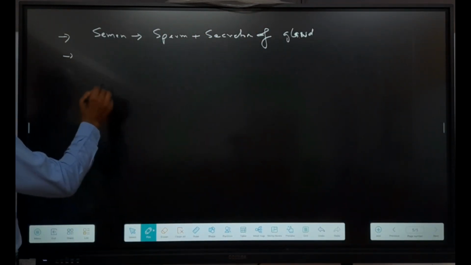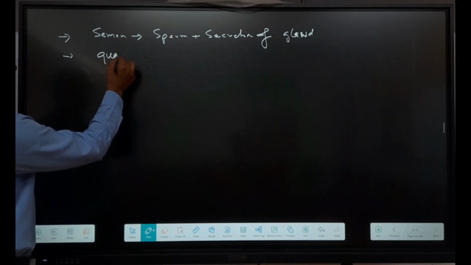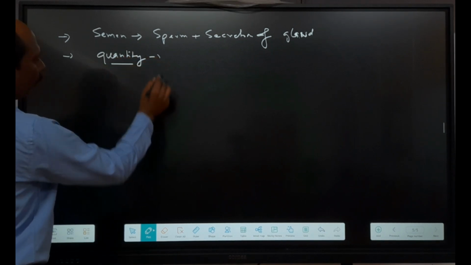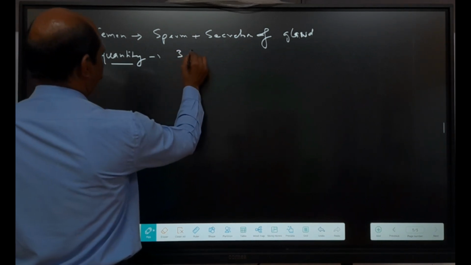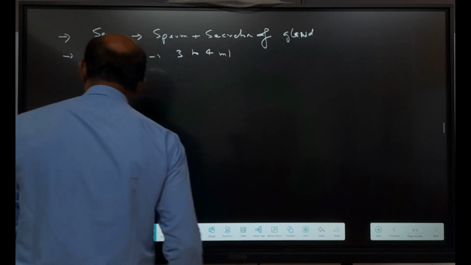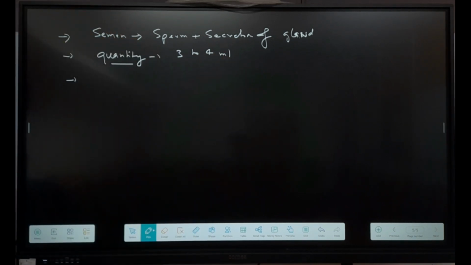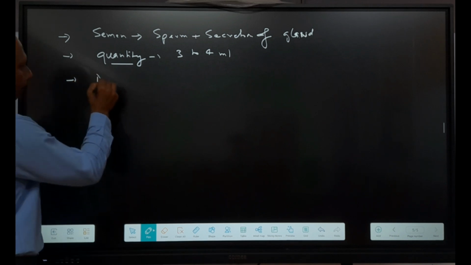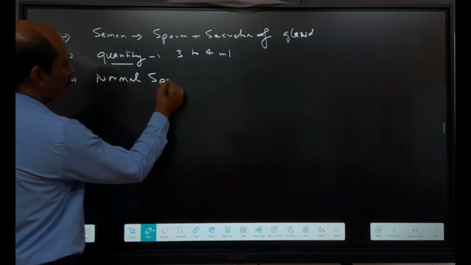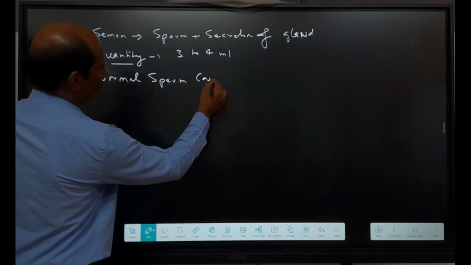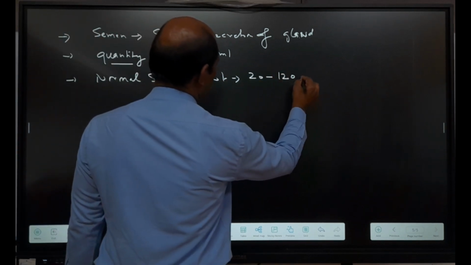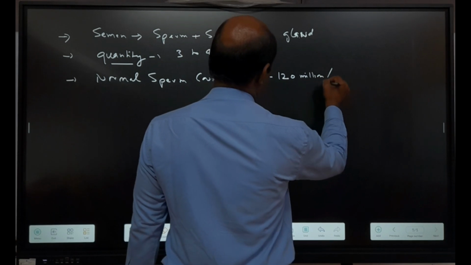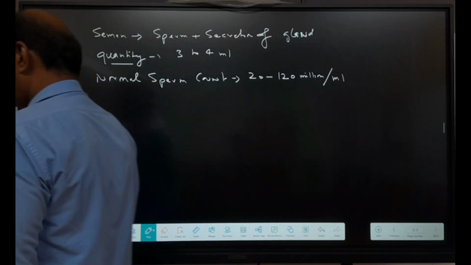Second is here, what is the amount, meaning the quantity of semen? It is 3 to 4 ml, right? Third one is here, we can say pH, so I already told you it is 7.3, right? Normal sperm count is 20 to 120 million per ml. It is the normal count, right?